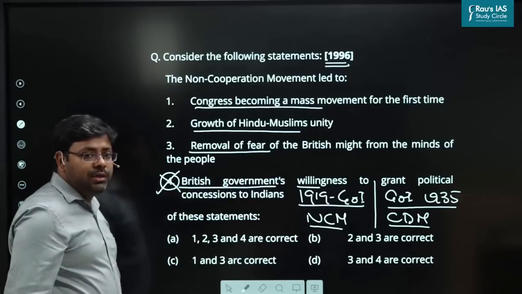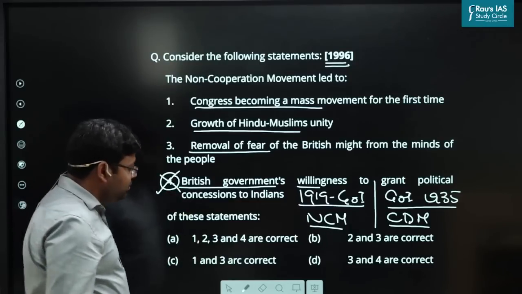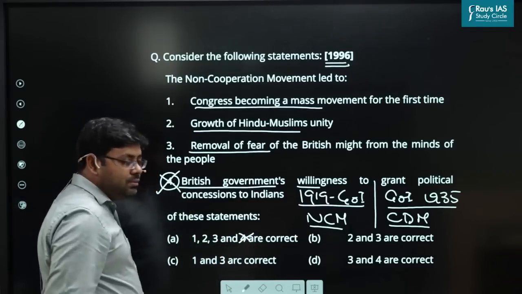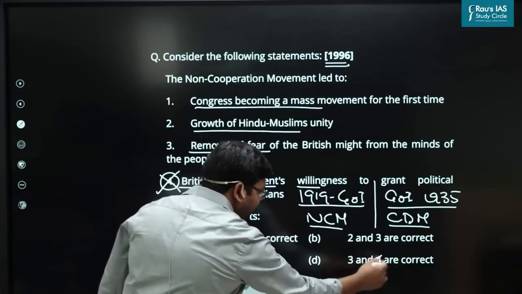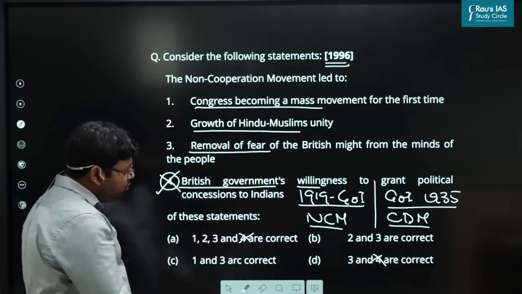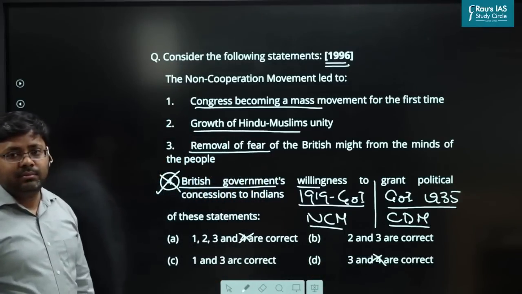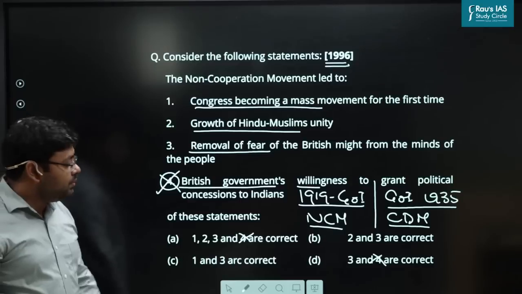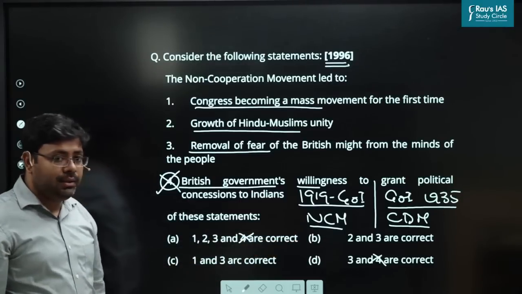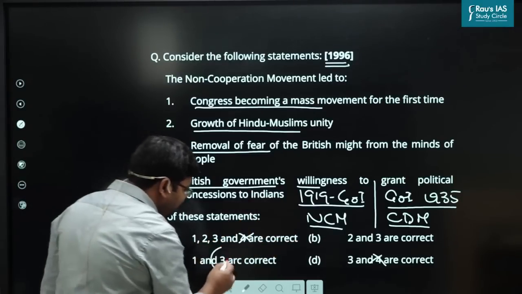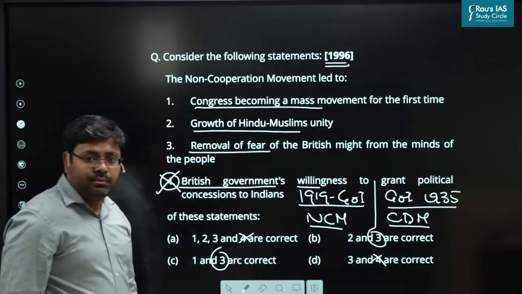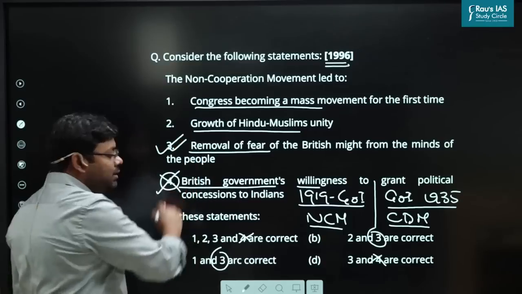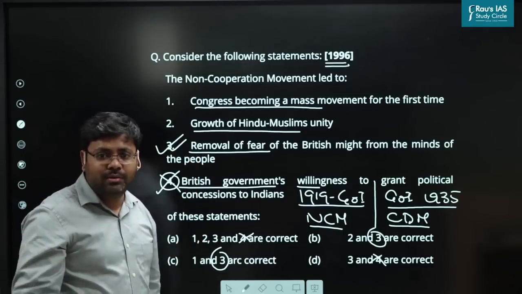Fourth is absolutely wrong. Now, eliminate 4 out of A, eliminate 4 out of D. 2 options are gone. Now you're left with just 2 options, B and C. In both B and C, 3 is common. So 3 must be correct. You need not worry about it.